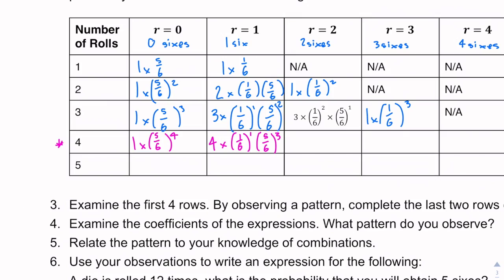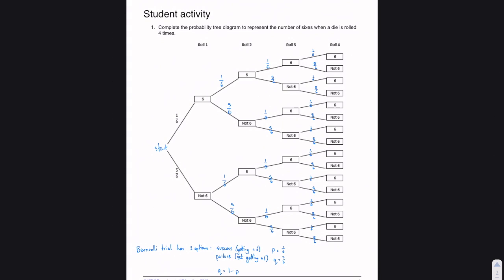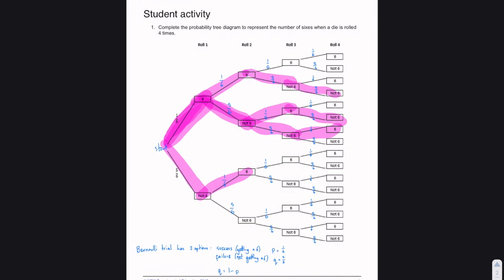Let's have a look at 4 rolls where we're getting 2 sixes. So let's say we got them in the first 2. There's 1. Let's say we got the first, not the second, not the third, but we got the fourth. Not first, did get second. Hang on, we're getting 2 sixes, aren't we? Did get third, not fourth.